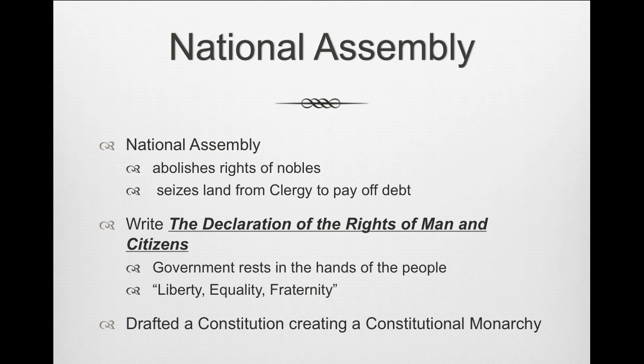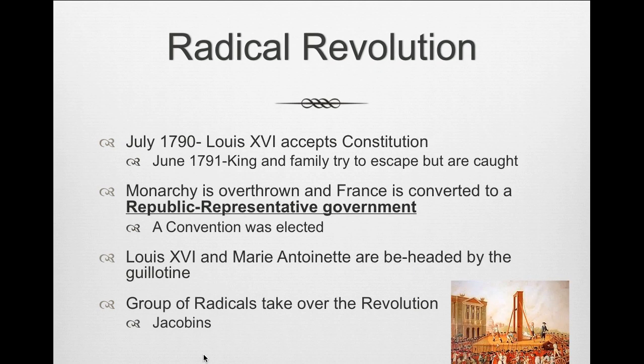And so you're going to see these Enlightenment principles drive these people for a social reform. So they draft a constitution and they try to create a constitutional monarchy in France. All right, well, in July of 1790, Louis XVI very reluctantly accepts the terms of the Constitution.